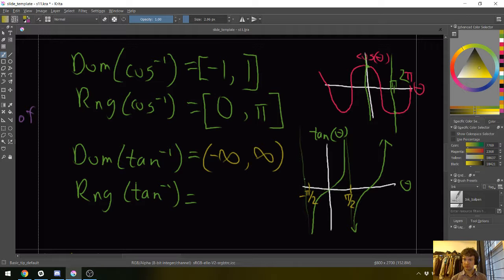I believe that we should chop at the points that you've already marked, which would be negative pi over 2 and pi over 2. Yeah, this time it's not inclusive, right? Because those two are not in the domain. Good, so these are open. Negative pi over 2, pi over 2. Good. Okay, I agree. So those are the domain and range of the inverse trig functions.